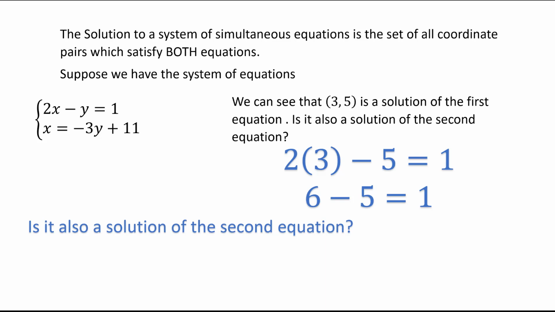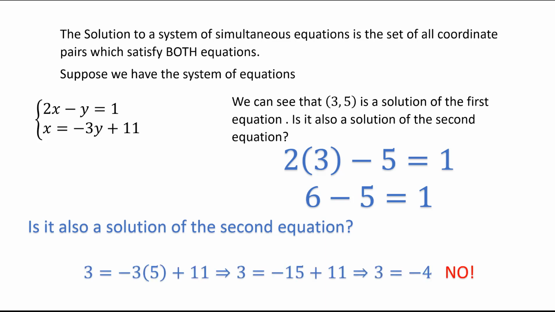But does it also work in the second equation? Well, let's see. Let's put (3, 5) into the second equation. We're going to put in 3 for x and 5 for y, so we'd have 3 equals negative 3 times 5 plus 11. And if you work that all out, you get that 3 equals negative 4, and 3 does not equal negative 4. So no, that point doesn't work in the second equation.